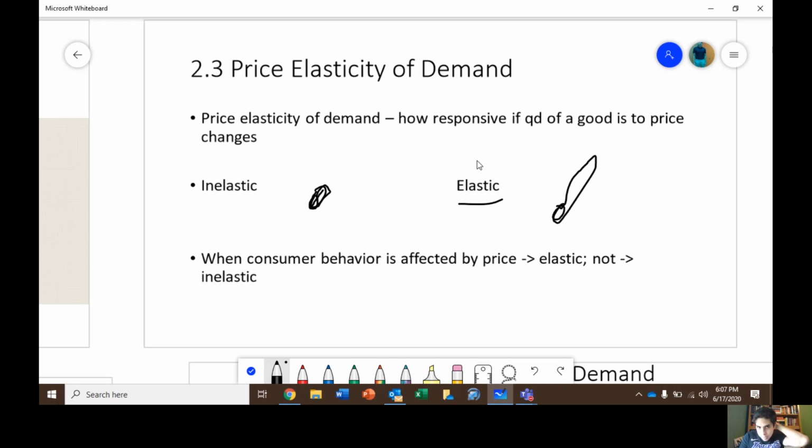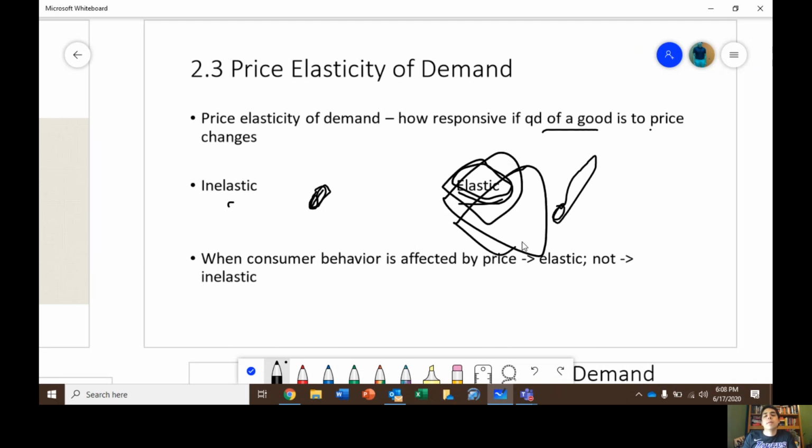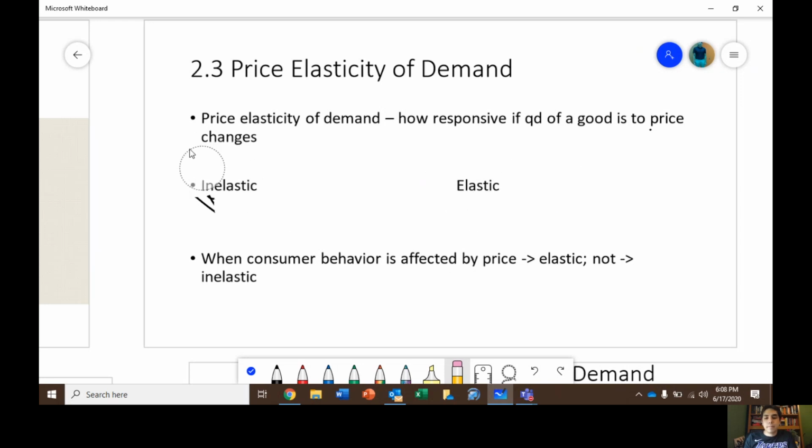So if the quantity demanded of a good is very responsive to price changes, then that is called elastic. And that good is probably relatively elastic. If it's not very responsive to price changes, that good is probably relatively inelastic. Another way to put it is when consumer behavior is not inelastic.